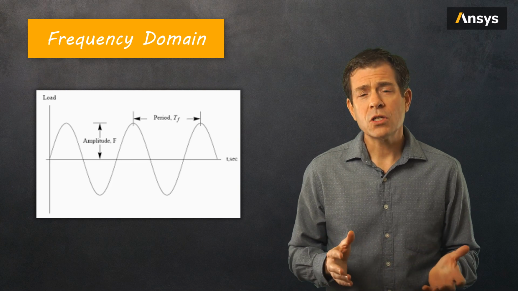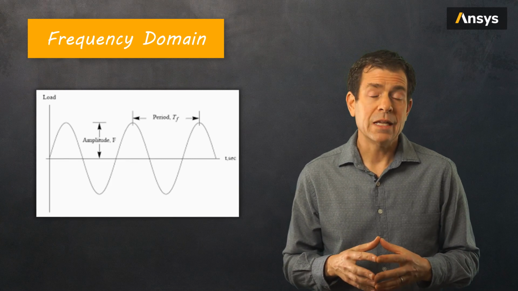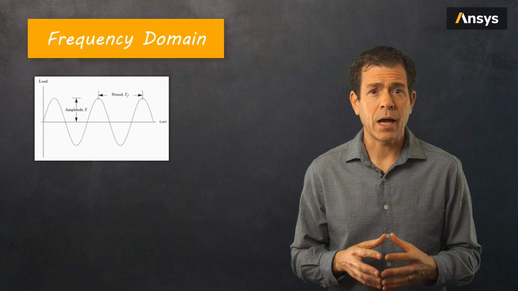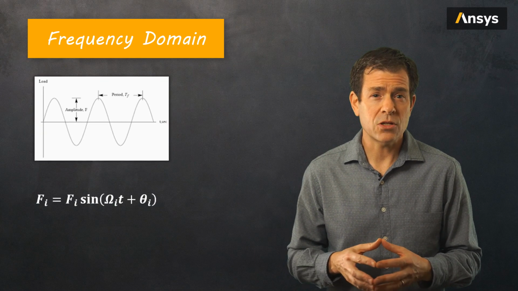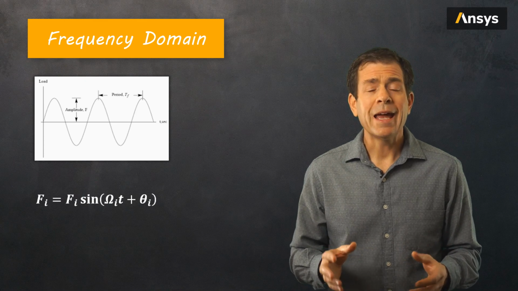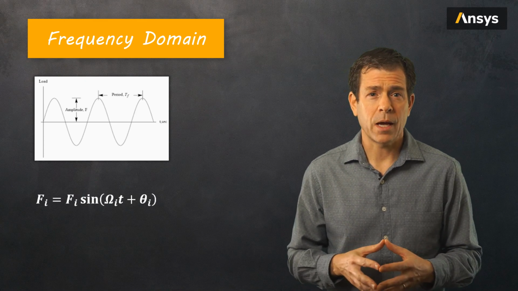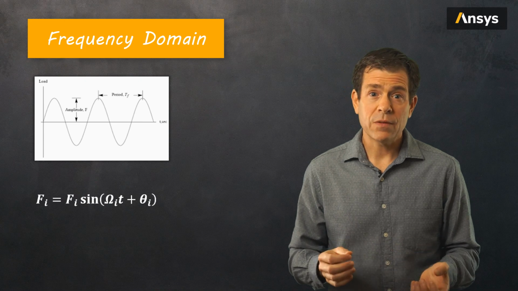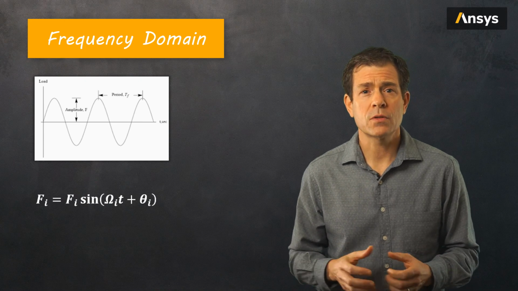Now, the harmonic function is comprised of three main variables. In this case, the forcing function f sub i is comprised of the excitation frequency omega sub i, the amplitude F sub i, and the phase angle theta sub i. If we substitute in a given time t, we can compute the force.